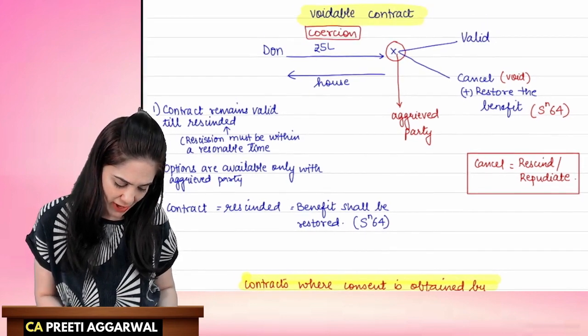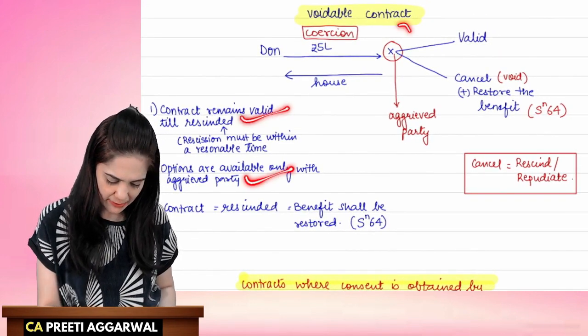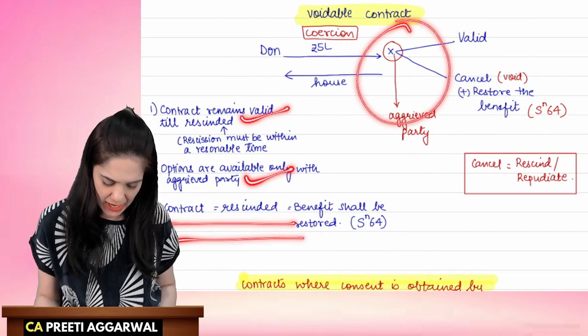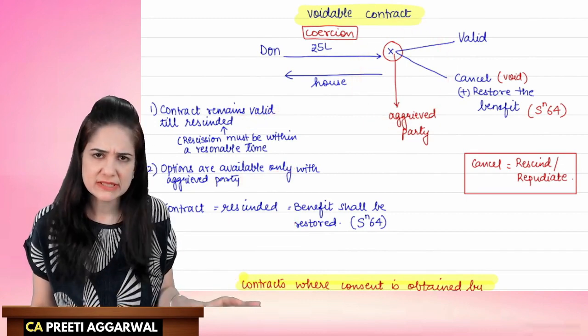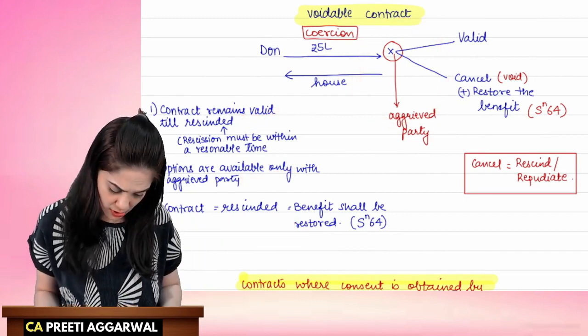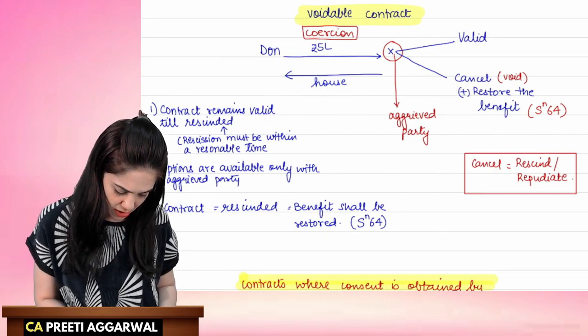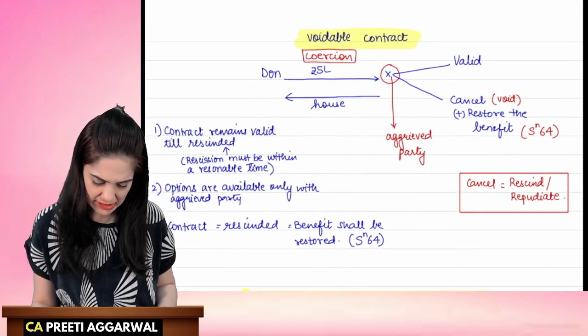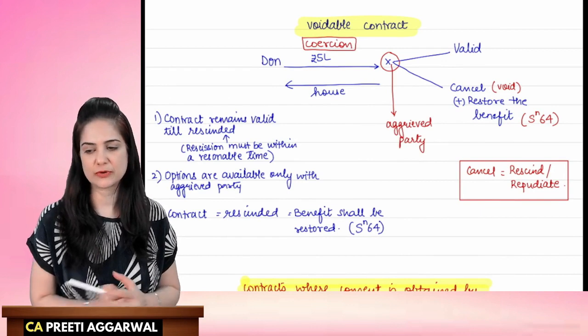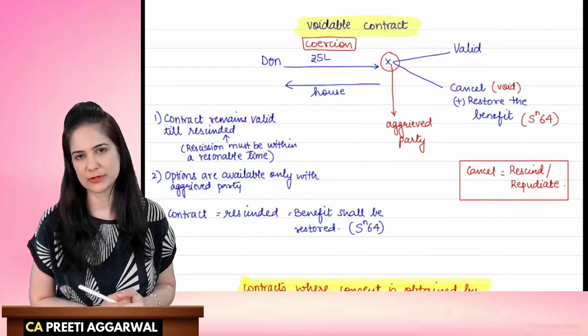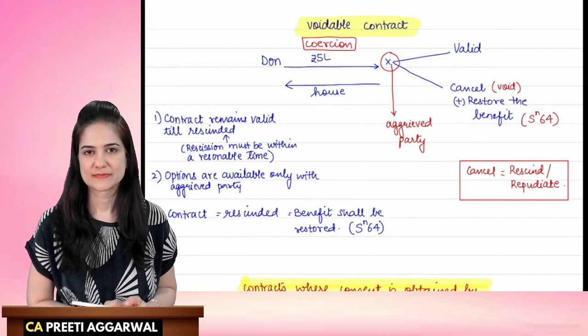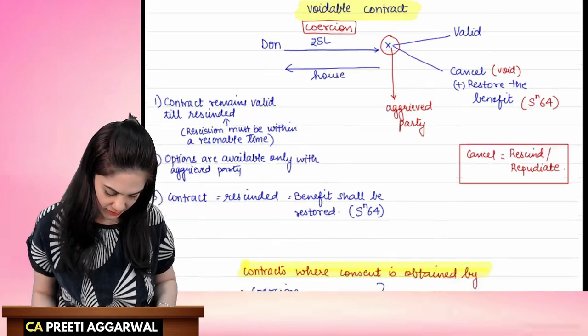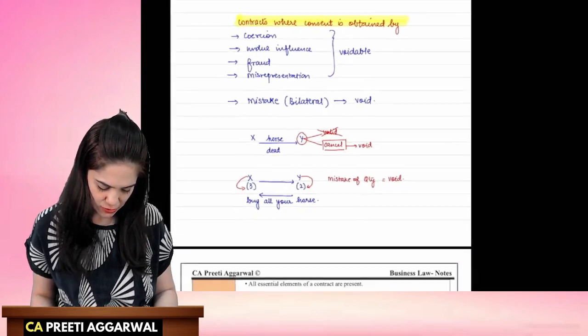So contract remains valid till it is rescinded. Options are available only and only with the aggrieved party, and the contract, whenever cancelled, benefit will have to be restored. So these are few extra points, and now I think it is time for you to pause the video and copy all this in your notebook. Done? Okay. What about this? Let us write this also.